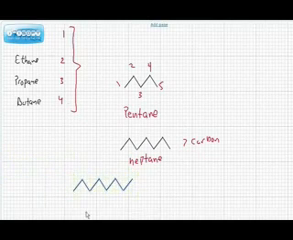And this has 1, 2, 3, 4, 5, 6, 7, 8 carbons. It would have to be named octane.